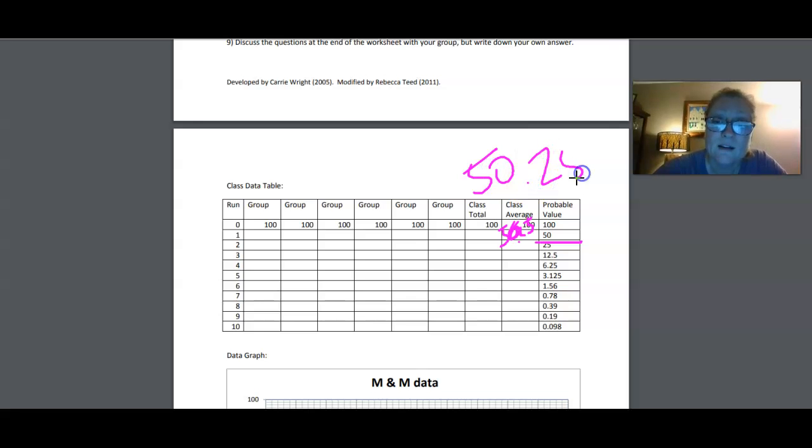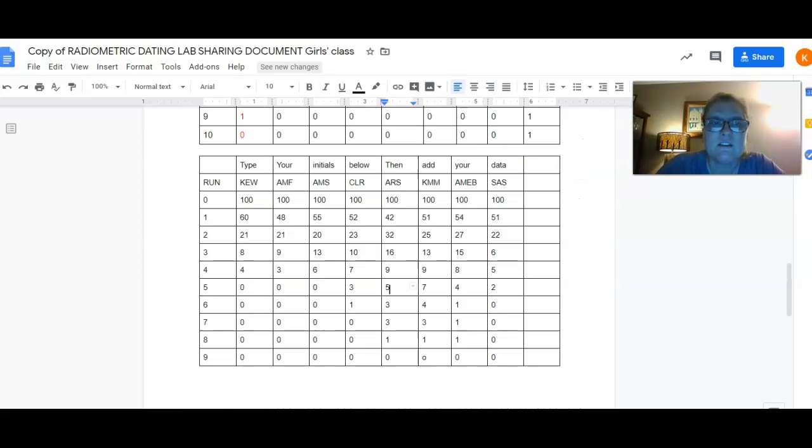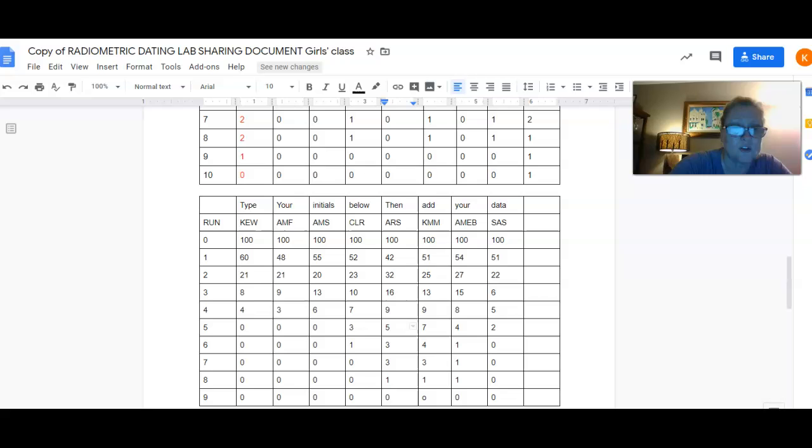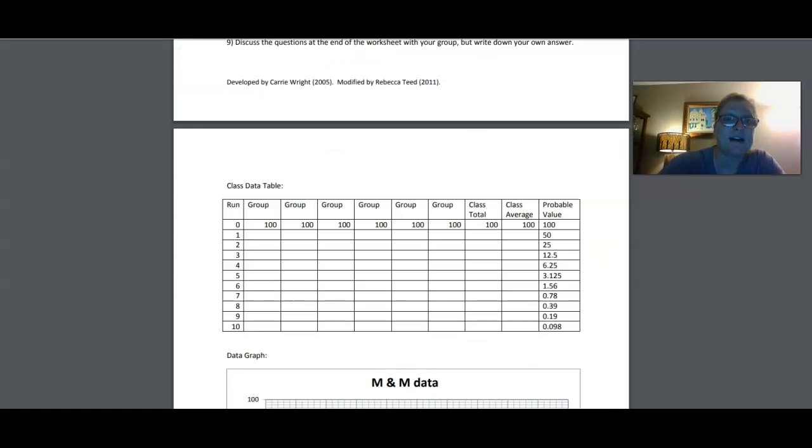Let's write it really big. It's going to go right there. 50.25, that was really close to the probable value. Now, if you look at the individual data, let's take a look at that for a second, because that's one of your questions. For run one, you had all kinds of numbers. So you had a 60, you had a 48, you had a 42, you had a 54. So individually, you could have been way off. You could have had that 60 number, and that's really not close to 50 at all. But that's not what we did.